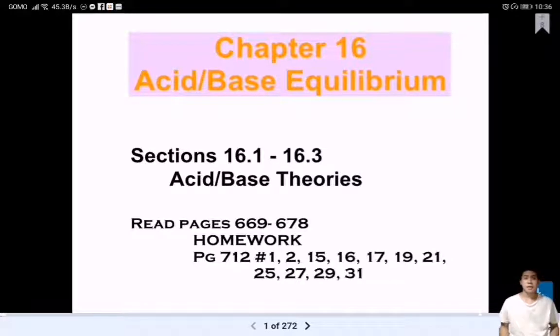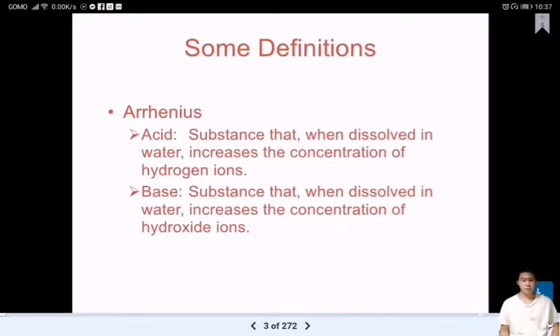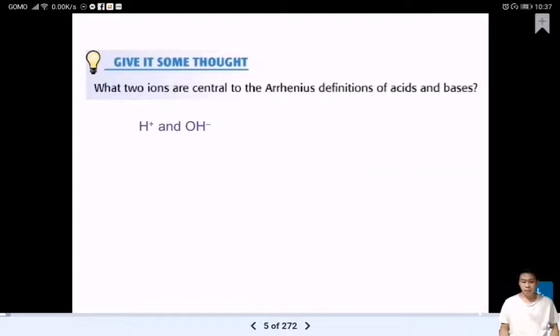Hi everyone. Today we are going to tackle acid and base equilibrium. So, some definitions of Arrhenius. An acid is a substance that, when dissolved in water, increases the concentration of hydrogen ion. A base is also a substance that, when dissolved in water, increases the concentration of hydroxide ion. So what two ions are central to the Arrhenius definition of acids and bases?